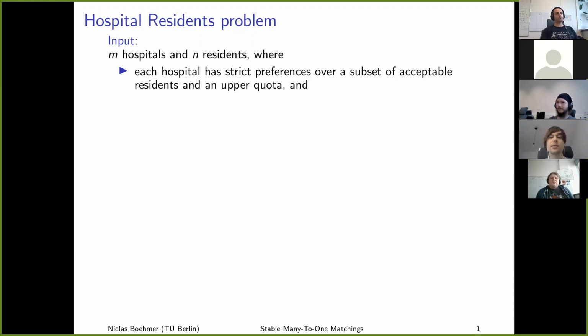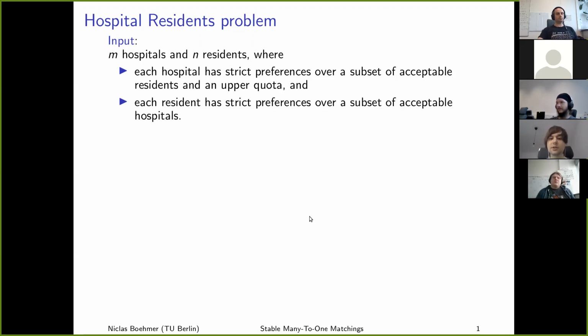Additionally, we require that each hospital gives us a strict preference order over the subset of acceptable residents. So we really know for each hospital, this is the most preferred resident, this is the second most preferred resident, and this is the third most preferred. Lastly, we are given an upper quota, which quantifies the number of residents that can be matched to each hospital. Symmetrically, each resident has strict preferences over a subset of acceptable hospitals. So a resident can specify a subset of hospitals it would like to be matched to, and then a strict preference order over them.